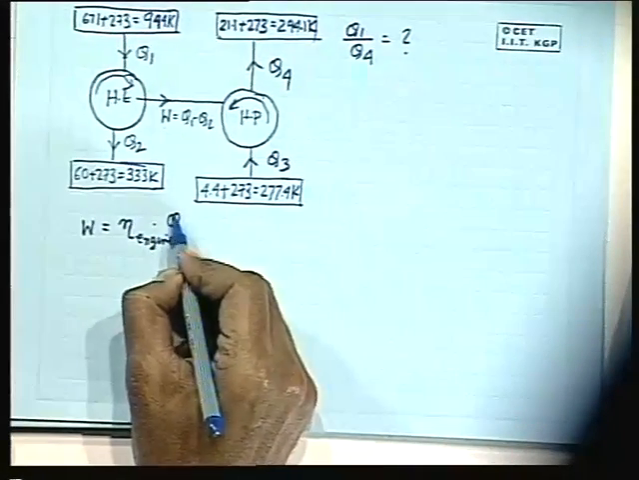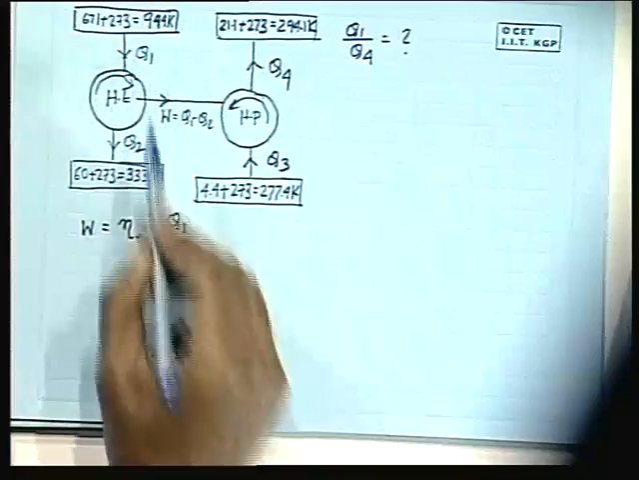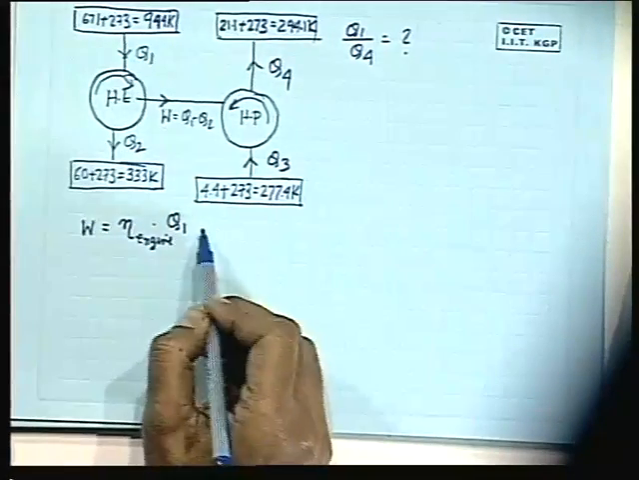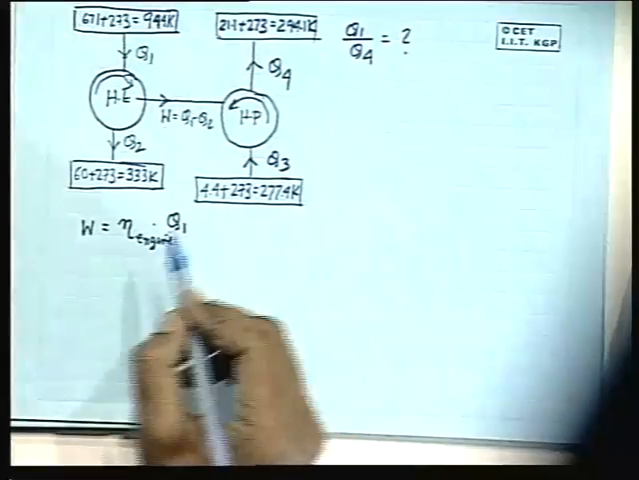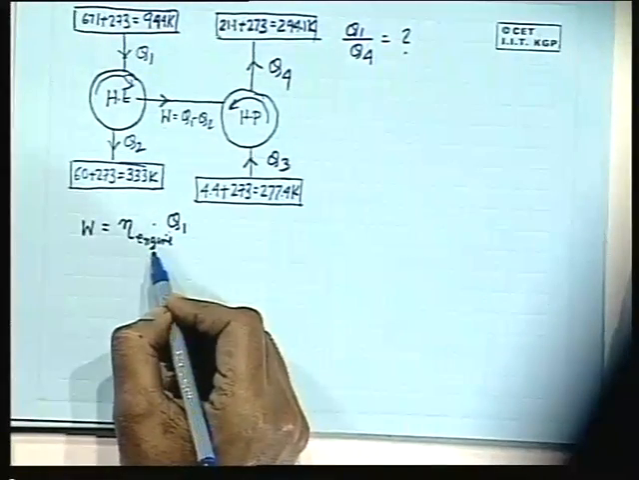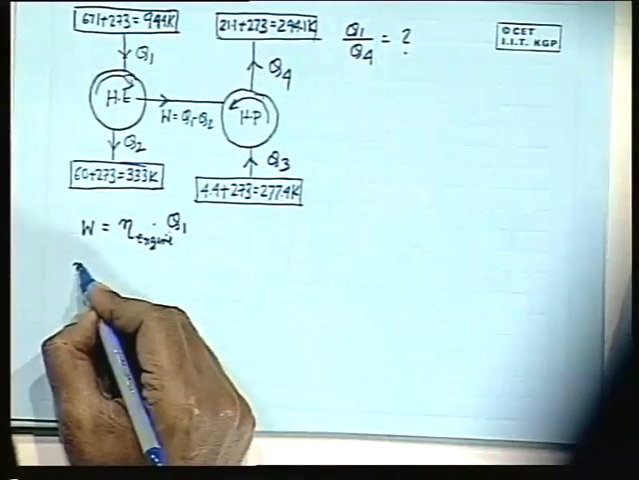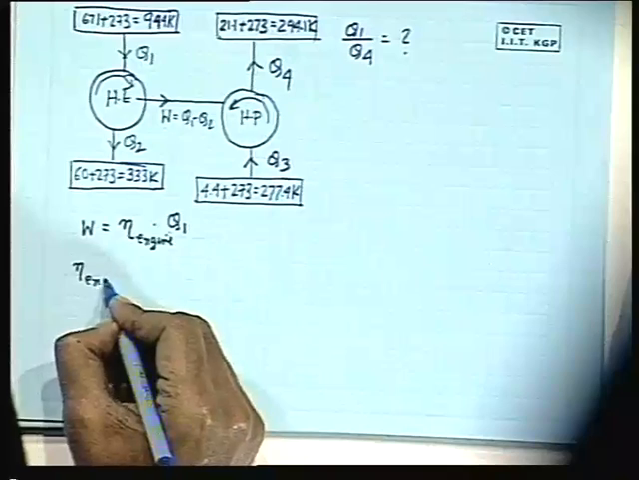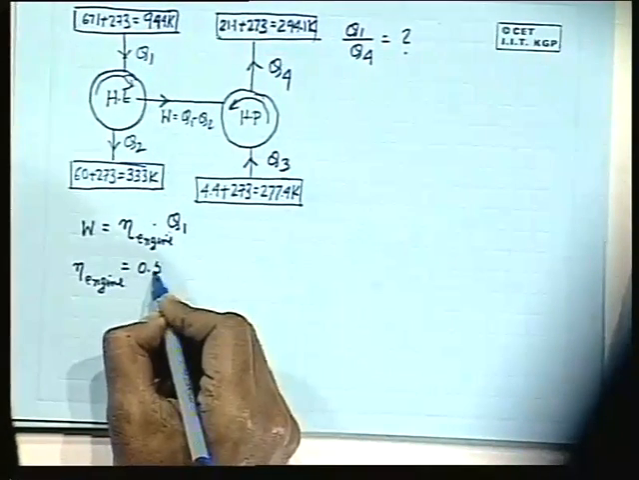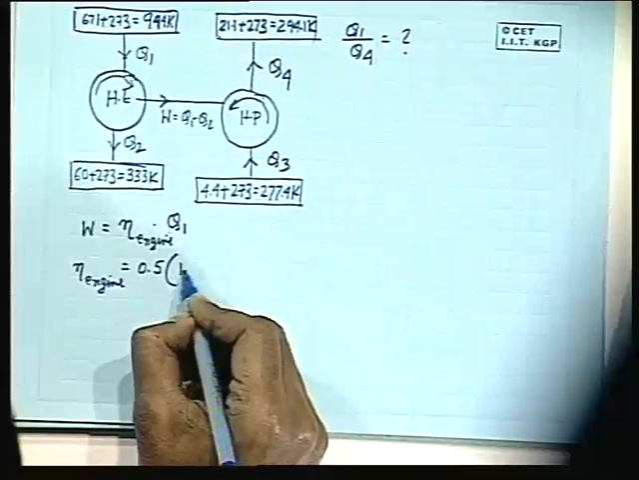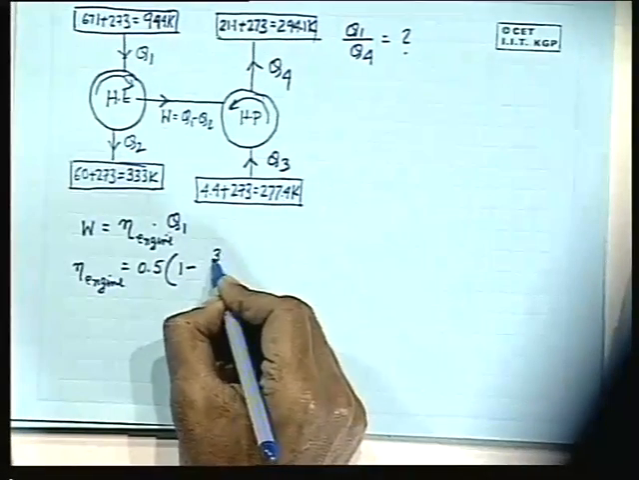into Q1. So, I always try to induce the parameter Q1. So, I will use the formula which always involves Q1, because we have to find out Q1 by Q4. So, my first job is to find out eta engine. What is eta engine then? Eta engine is 50% of the Carnot's engine efficiency. What is Carnot's efficiency? 1 minus 333.